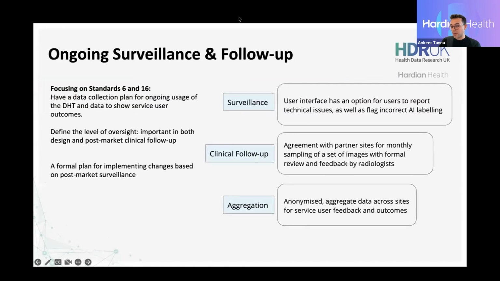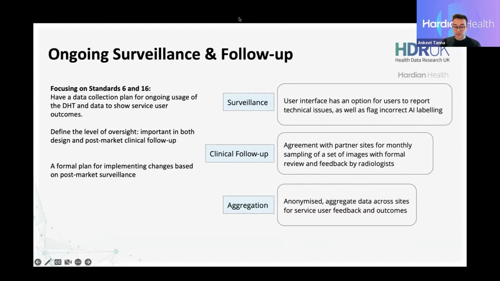And now, as we've already discussed with Aditya, thinking about the ways in which we can have plans for data collection in the real world. So user interface options for reporting technical issues, as well as incorrect labeling. We've talked about that. And to be able to do that, as you mentioned, you may need to have agreements with partner sites for sampling over a continuous period, or a few weeks per year, for example, and then having a set of independent radiologists review it, or an independent set of healthcare professionals in a non-radiology case. And obviously, those patients would need the consent or the required ethical approval to be able to do that.